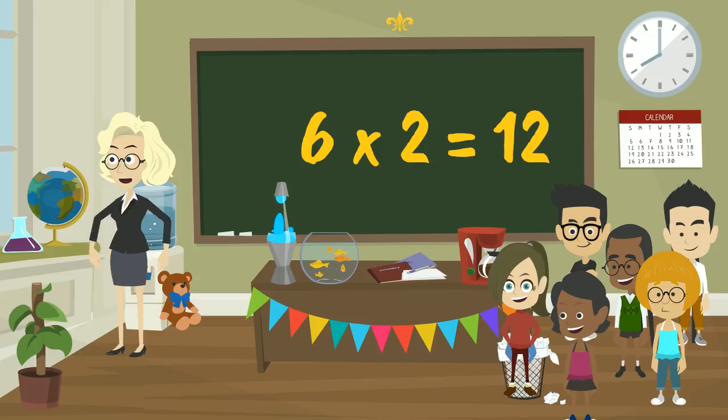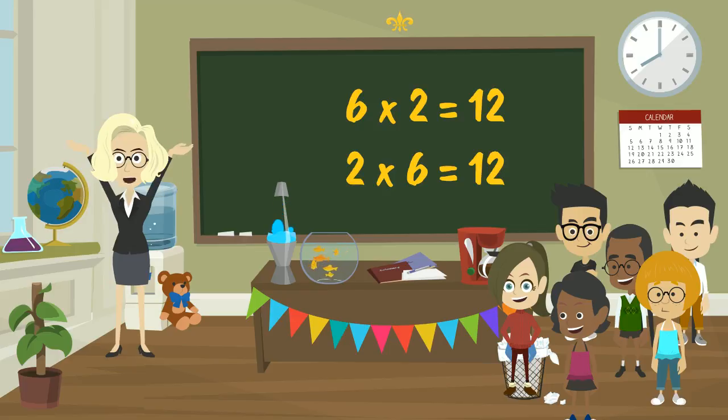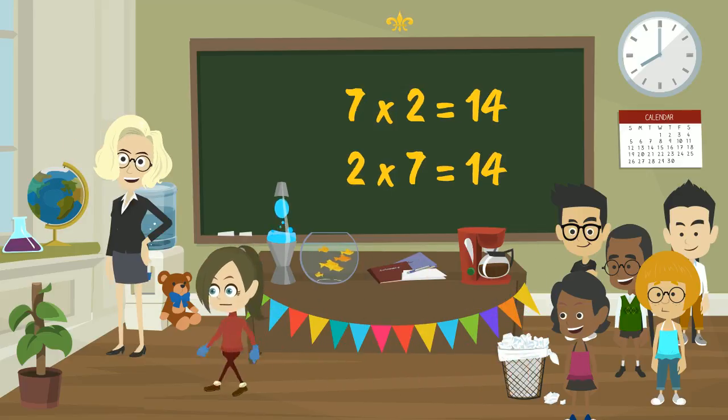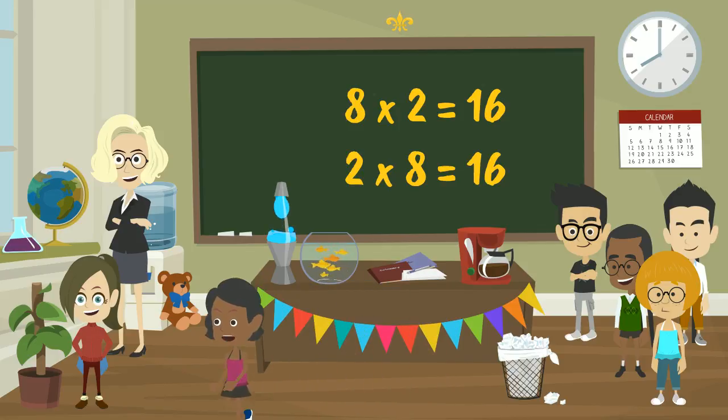Looking out the window I see 6 birds in 1 tree and 6 birds in a second tree. That is 6, twice. That is 6 times 2. I see 6, 2 times. Altogether there are 12 birds. 6 times 2 is 12, and 2 times 6 equals 12. And 7 times 2 is 14. Great stuff, Chloe. And 8 by 2 equals 16.